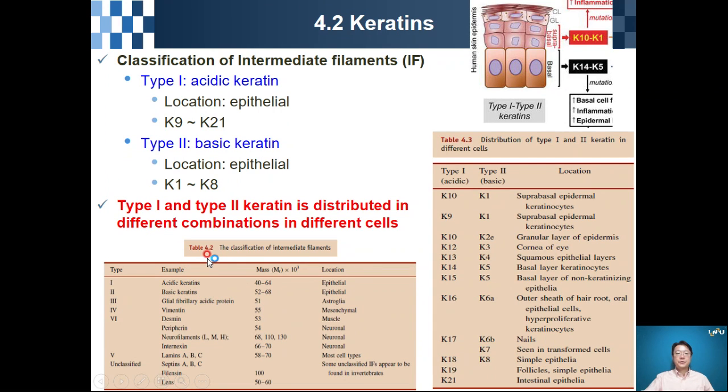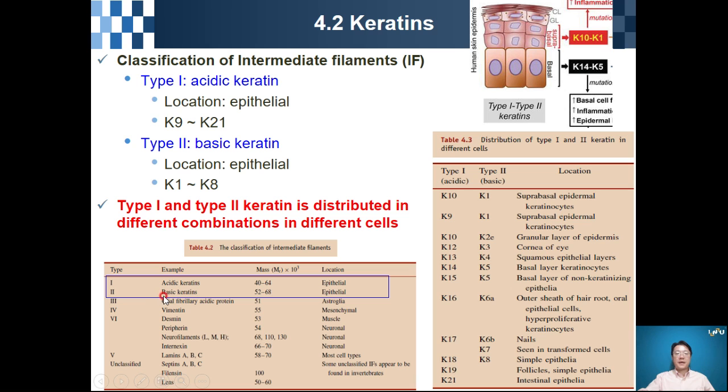So table 4.2 summarizes the classification of intermediate filaments, starting from type 1, 2, 3, 4, 5, 6, and unclassified. But usually the most major forms of the intermediate filament are type 1 and type 2. Usually 90% or 95% of intermediate filament is type 1 or type 2. So let's see the location of type 1. Type 1 is acidic keratin. Their location is the epithelial. Epithelial means the 표피. In Korean we call it 표피.